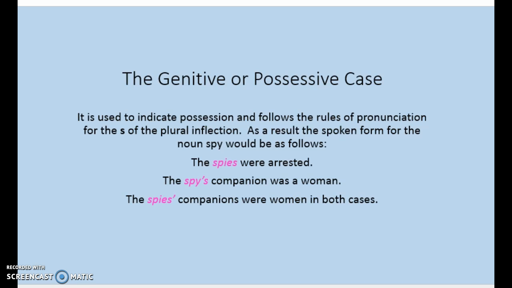Here, for example, you have the sentence, the spies were arrested, and here you have spies in the plural, and then you have the spy's companion was a woman, and here we have a spy in the singular and an apostrophe S, which means that the companion belongs to the woman. If you have a plural noun, like the spy's companions were women, and here you have a word which ends in S for the plural, so the apostrophe is put after the S and you don't need to add another one.